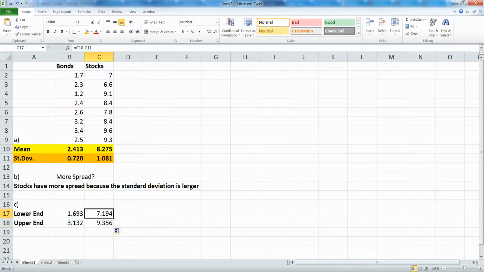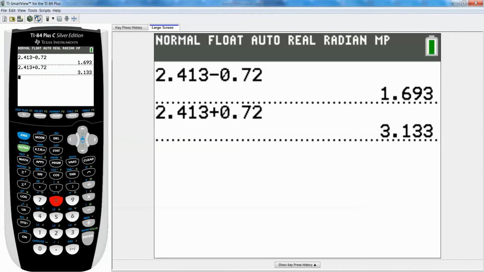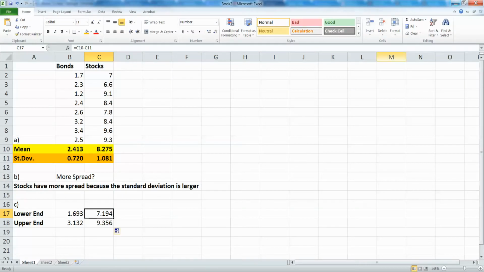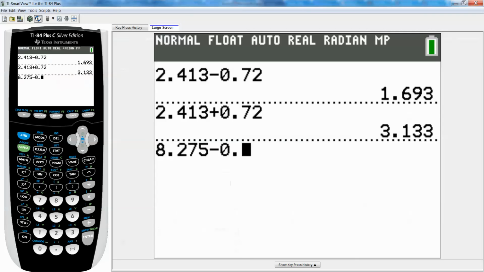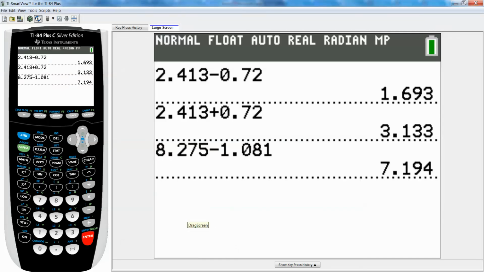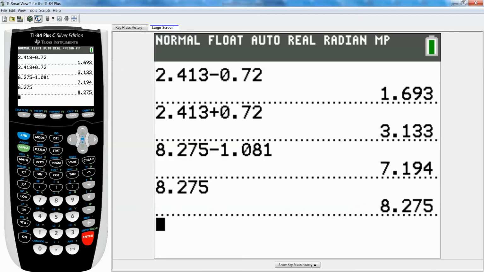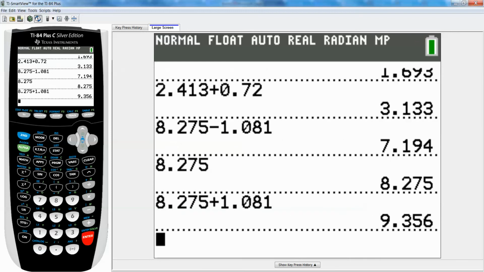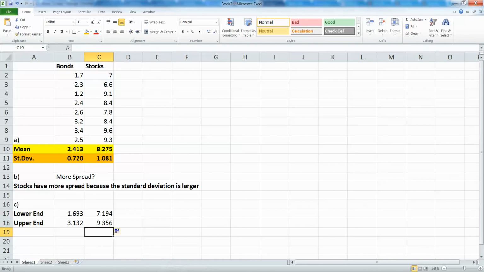So I would take 8.275, take away 1.081. And then 8.275 plus 1.081. There's the other number, 9.356. So 7.194 and 9.356. And again, I rather craftily got Excel to do it for me, but you could do it with your calculator and type it in, no matter.